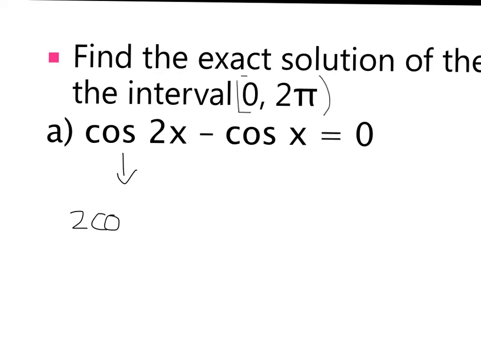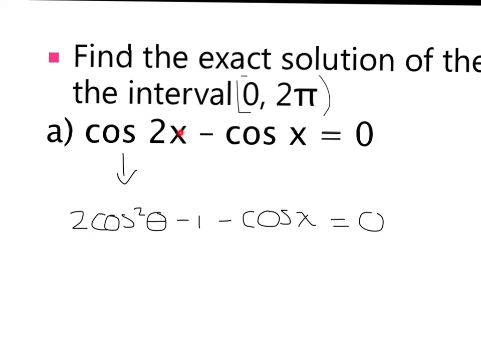2 cosine squared x minus 1 minus cosine x equals 0. So here what I did was, where this double angle formula was, I went ahead and substituted for what it was equal to. And now I'm going to put this in descending order and determine, can I factor this? So let's go ahead and do that. 2 cosine squared x minus cosine x minus 1 equals 0. Is that factorable, guys?